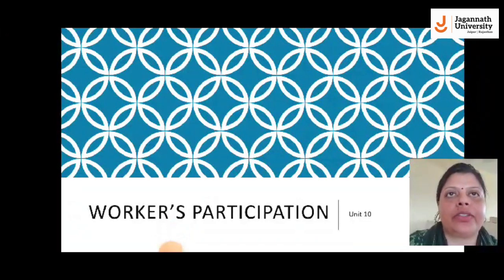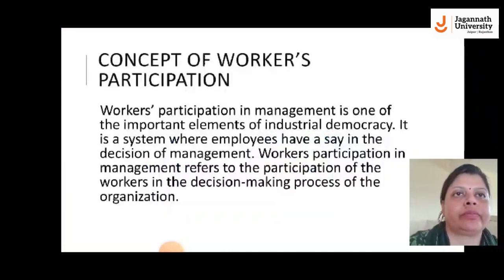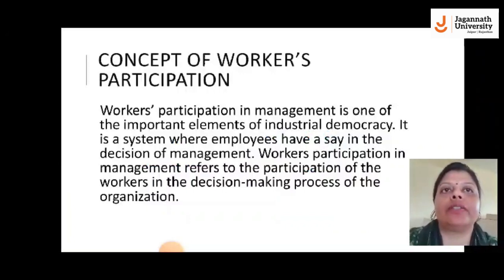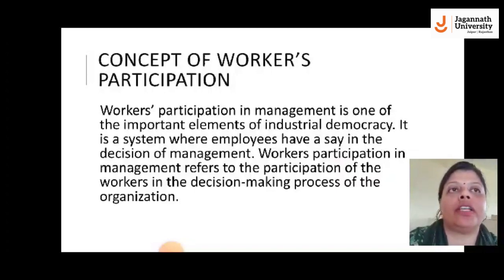Workers' participation means involving the workers in the decision making process of the organization. The concept of workers' participation in management is one of the important elements of industrial democracy. It is a systematic system where employees have a say in the decision of the management. Workers' participation in management refers to the participation of workers in the decision making process of the organization.